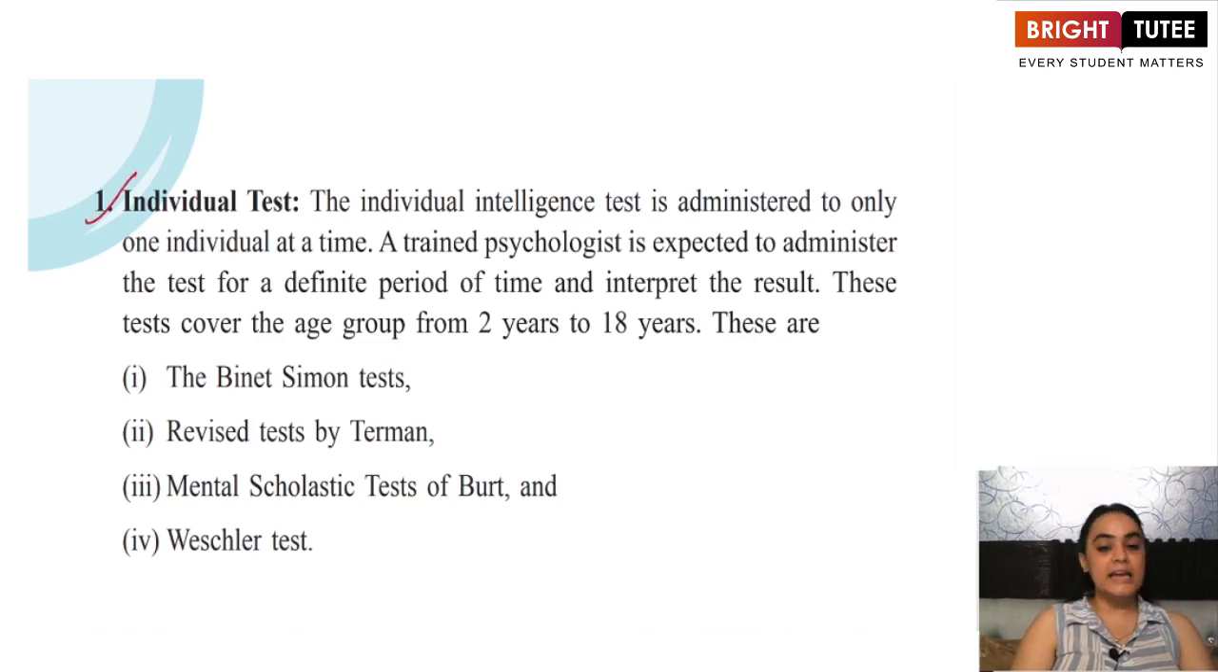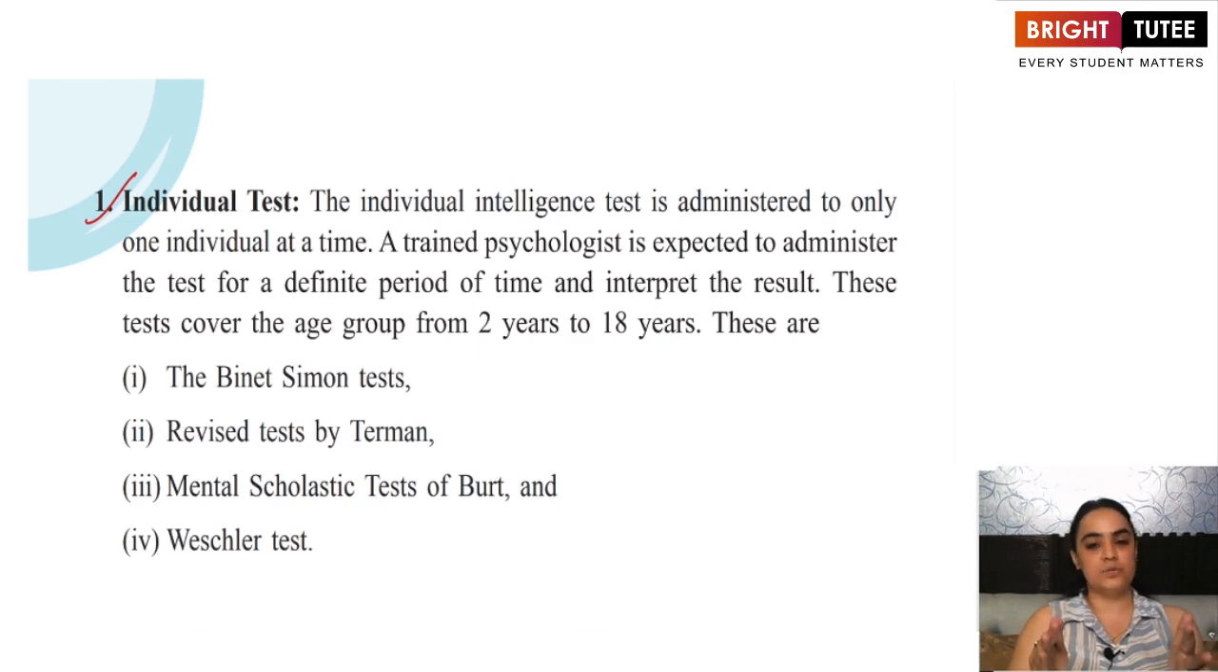So first, the individual tests are used to judge one individual at one time. Okay, it is going to find out the intelligence level of one person at one time. There is a trained psychologist who is going to administer and analyze the test. There is a definite period for which the test will be conducted, and then the results will be interpreted. These tests are done for people of the age group 2 to 18 years.